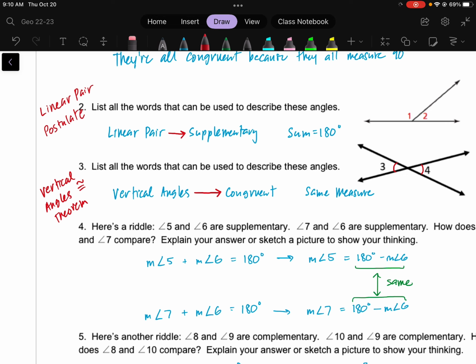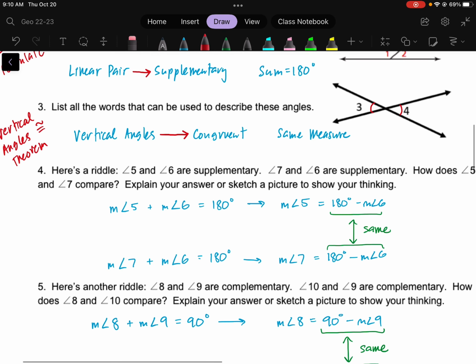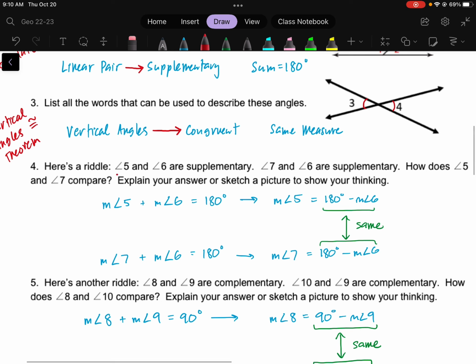So questions 4 and 5 were a little bit more challenging. I described them as being kind of like a riddle, like a puzzle you've got to figure out. So here's what we knew. Angles 5 and 6 are supplementary. Based on our vocabulary knowledge, we know that means they add up to 180. So I wrote that as a mathematical statement: angles 5 and 6 add up to 180.